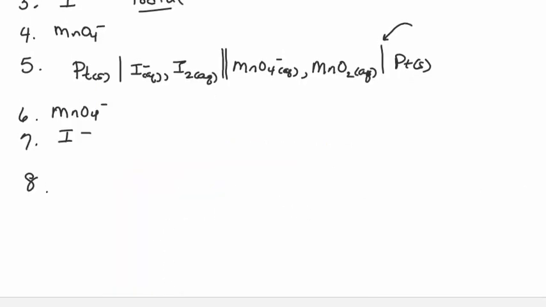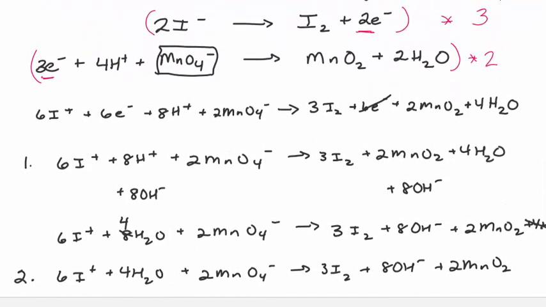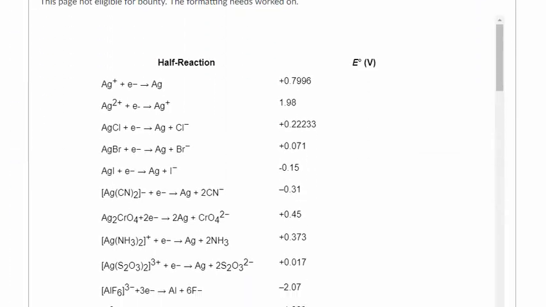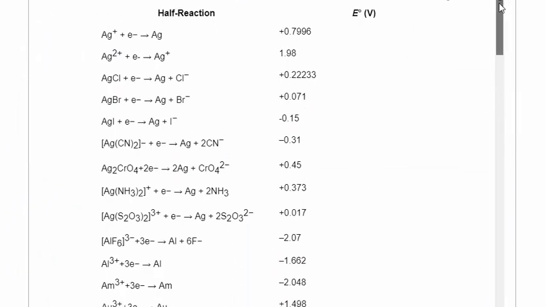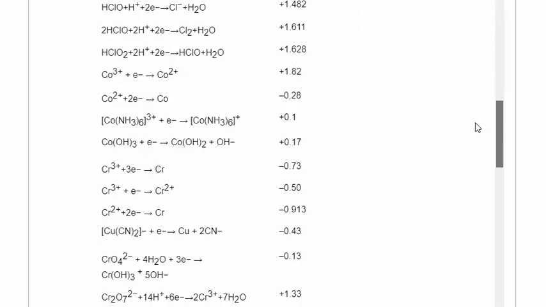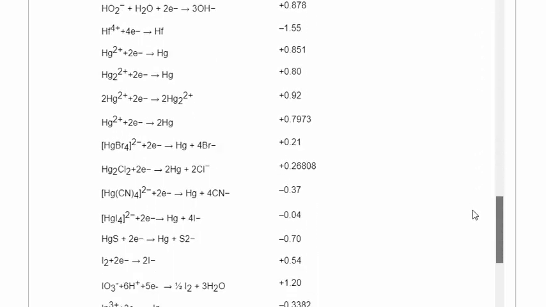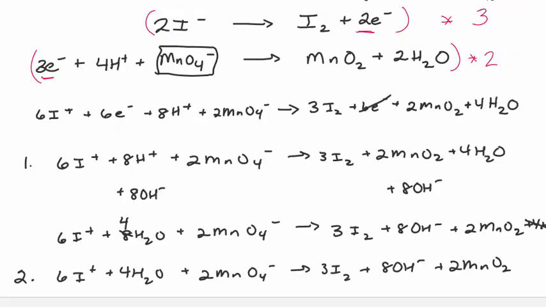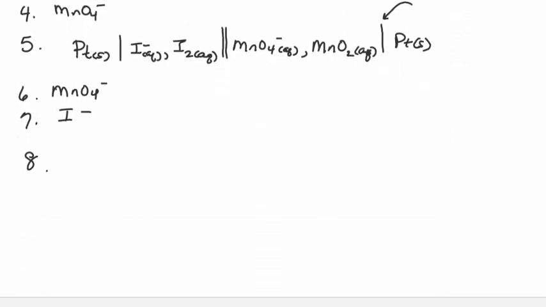Well, let's look up those standard cell potentials. So I go back up to my half reactions, and I'm looking for I- forming I2 with 2 electrons. You'll find those standard cell potentials right down here, and they are organized by primary element. So we can go in alphabetical order, and I'm looking for iodine. Here's I2 with 2 electrons goes to I-. So I have 0.54 for that cell. So that is my anode.